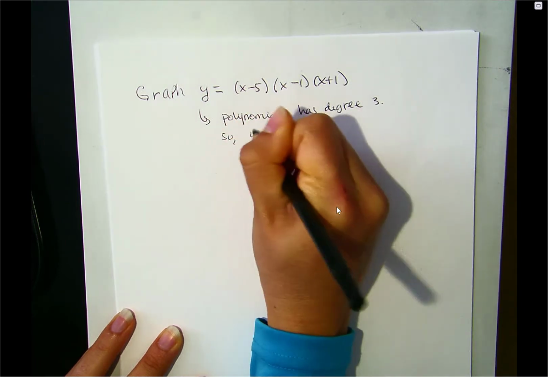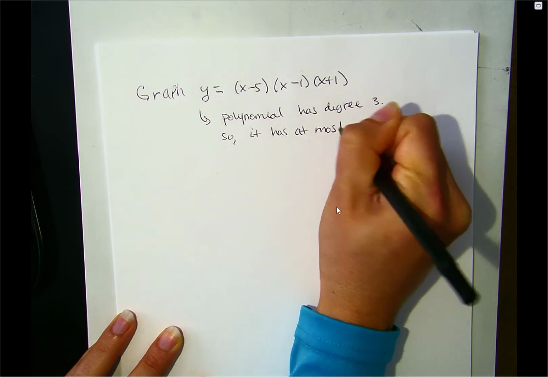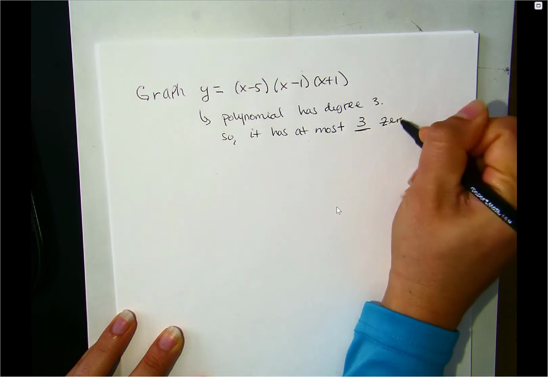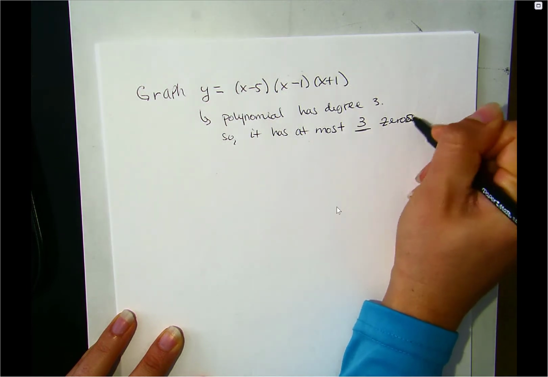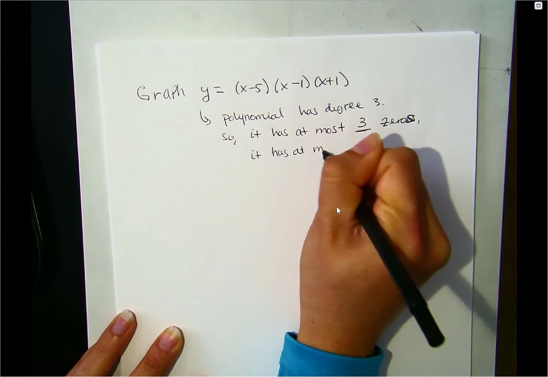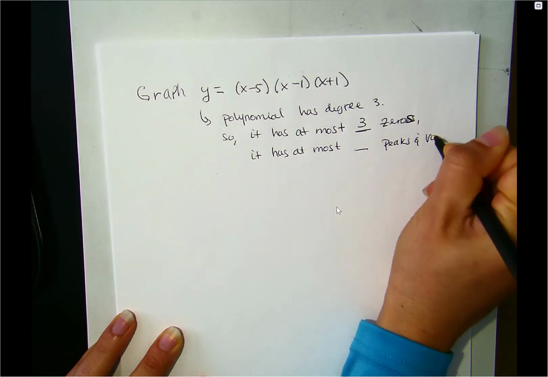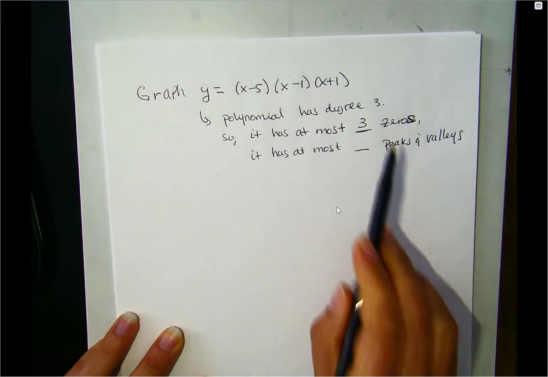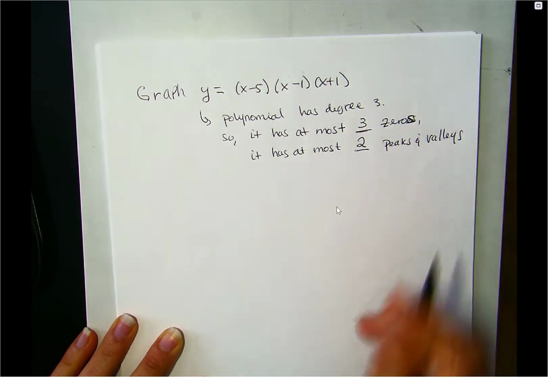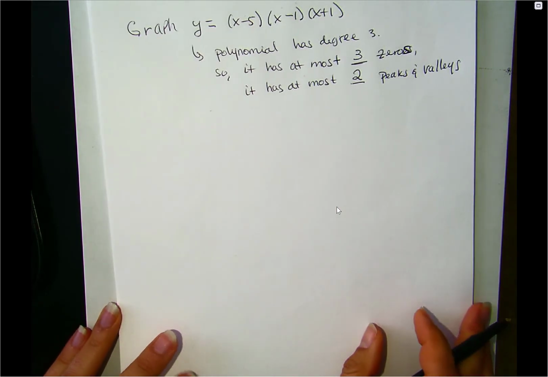So that means it has at most how many zeros? The same as the degree, right? So it's going to have at most 3 zeros, and at most how many peaks and valleys? It's going to have at most n minus 1. So 3 minus 1 is 2, so it's going to have at most 2 peaks and valleys. So how do we find the zeros?